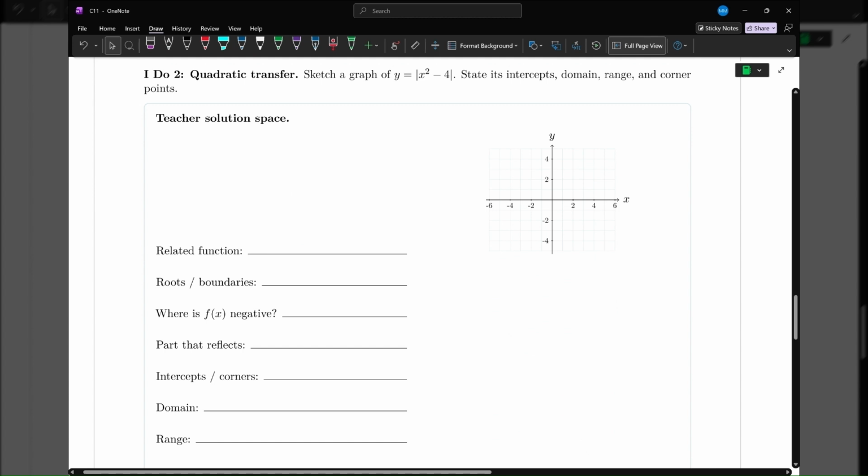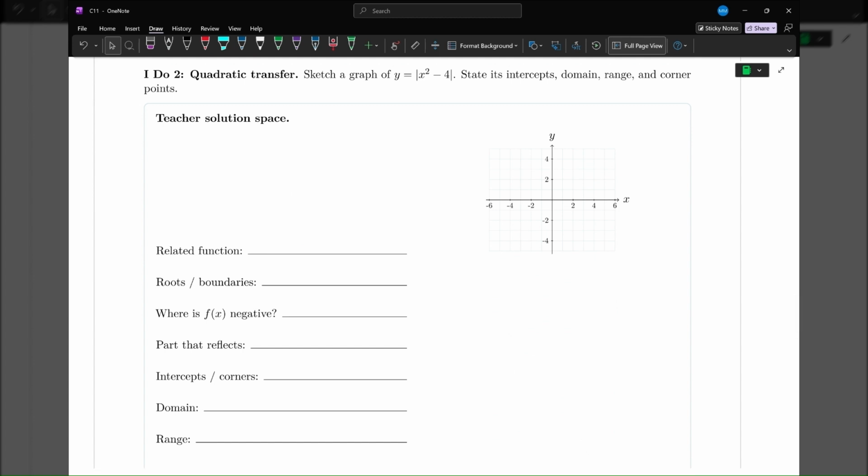Transferring this to quadratic, so moving up a little bit. This one says sketch the graph of y equals absolute value of x squared minus 4, and then state all this stuff. Okay, so going a little more quickly through this one, let's go after the corners first. The corners are going to be where that inside function, x squared minus 4, equals 0, because that's where we change from positive to negative.